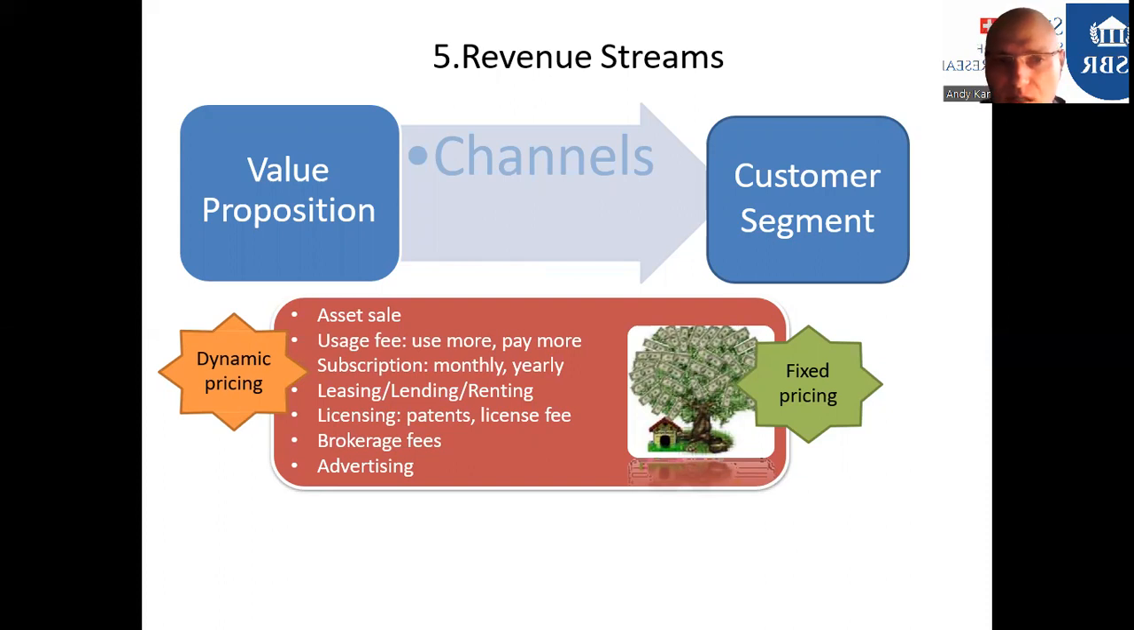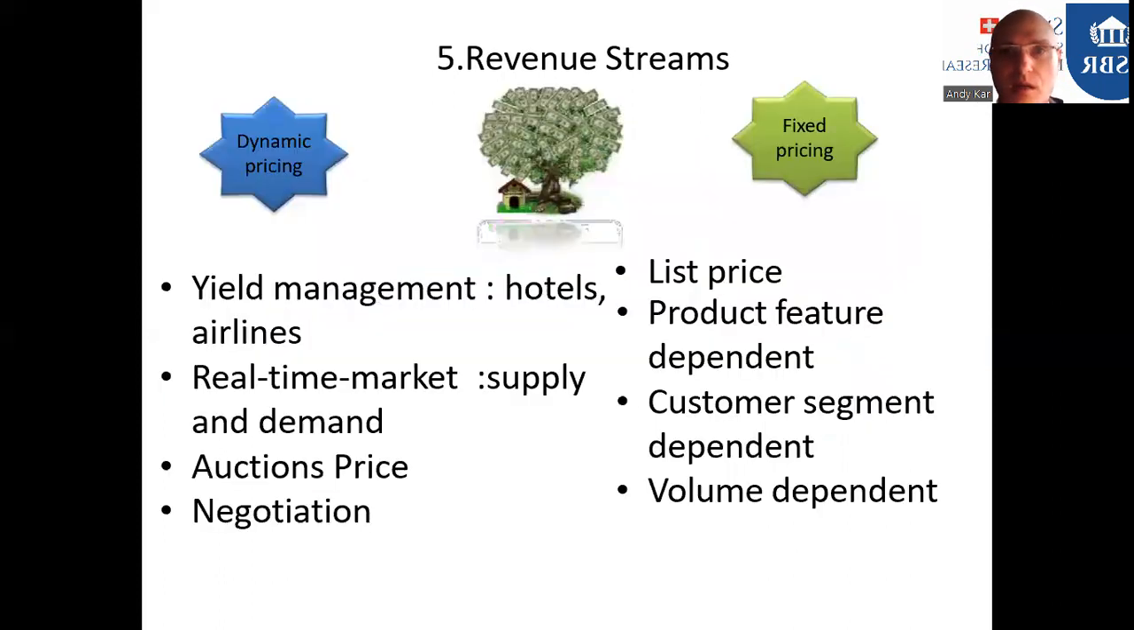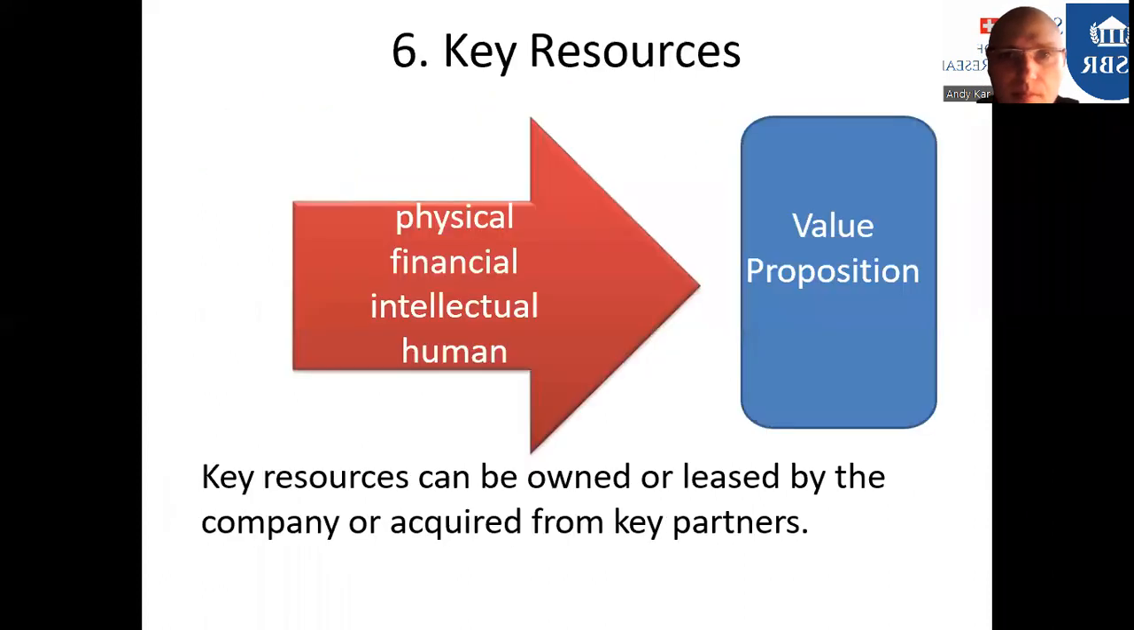On the other hand, we have the dynamic pricing, which is price which changes over time according to a situation that we face in the market. Now we have the revenue streams. We said that we have the dynamic pricing and the fixed price. In terms of dynamic pricing, we have yield management, hotels and airlines. Prices are changed there according to the demand, for example, real-time market, supply and demand, auctions price, and negotiation. It involves a lot of negotiation. Fixed price, as we said, it is a list price, product feature dependent, customer segment dependent, and volume dependent.